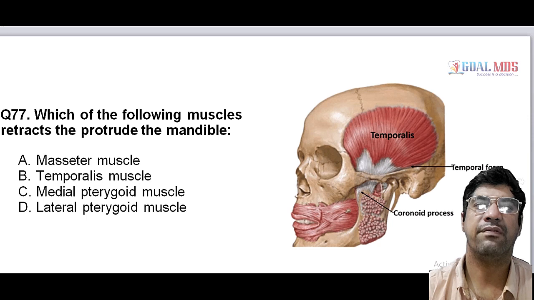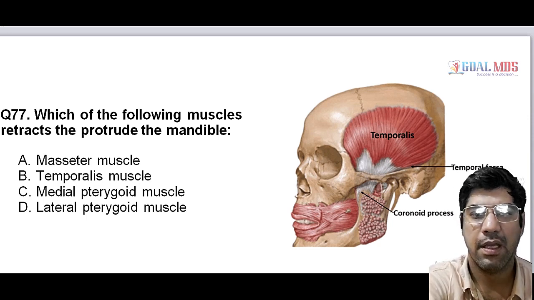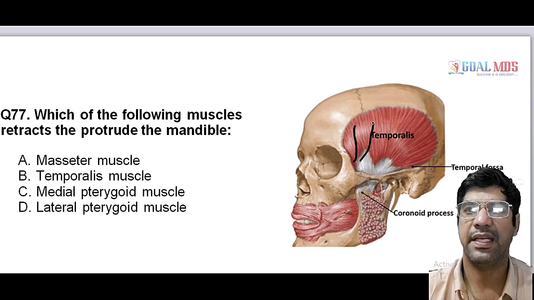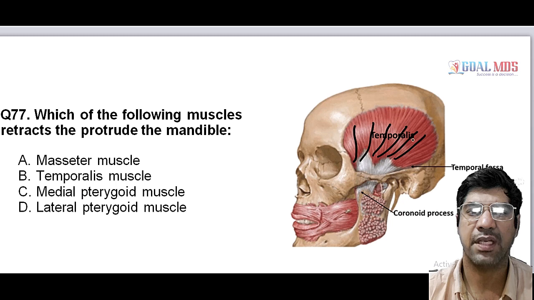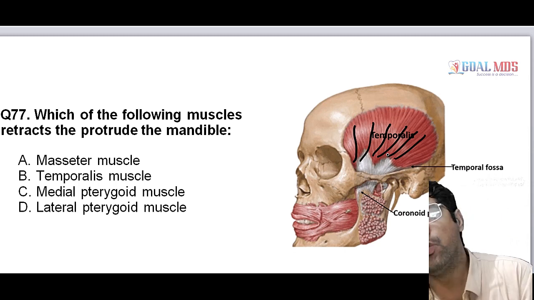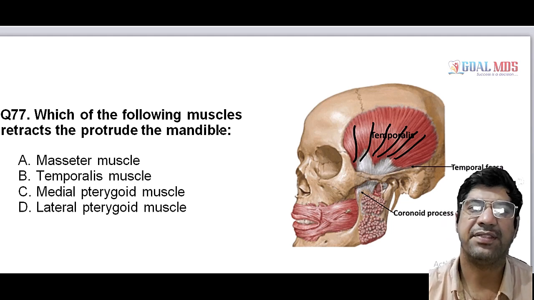Moving to the next question, which of the following muscles retracts the protruded mandible? Well, it's the temporalis muscle. This temporalis muscle is a powerful muscle. The posterior fibers of temporalis are responsible for retracting the protruded mandible. So they will help to pull the lower jaw back toward its resting position.